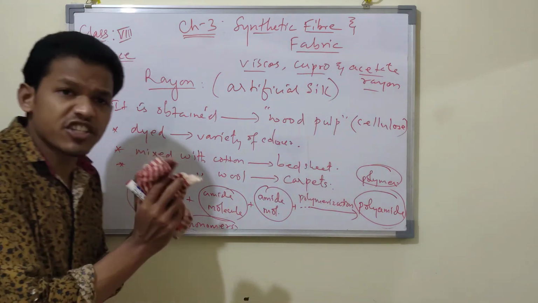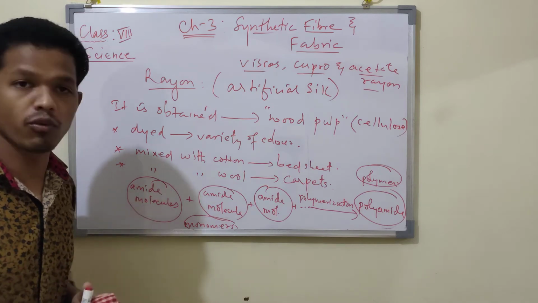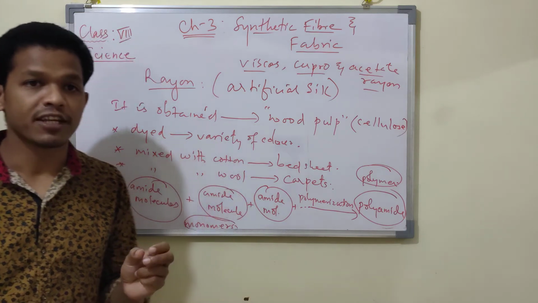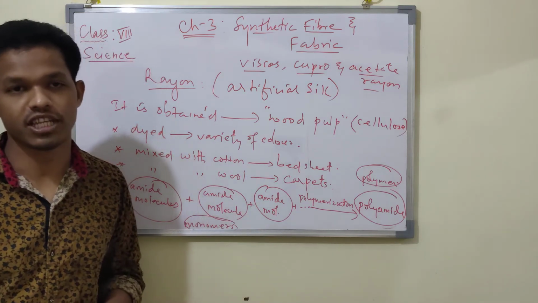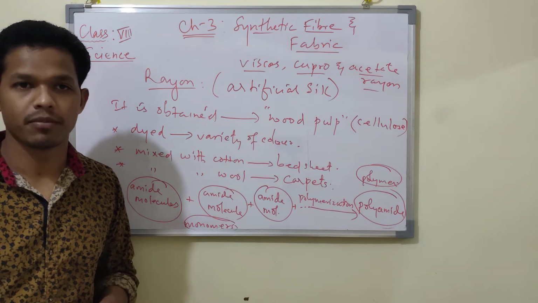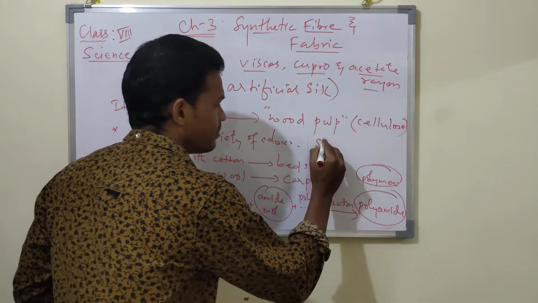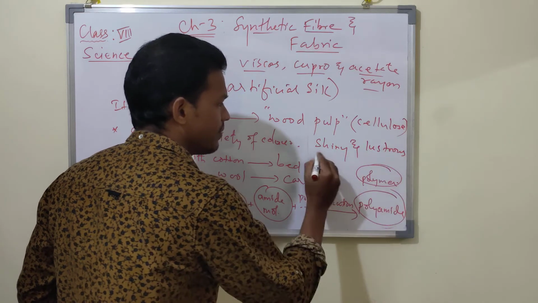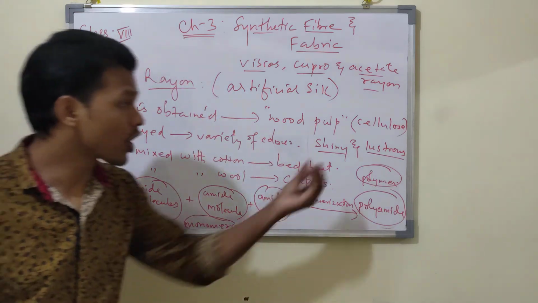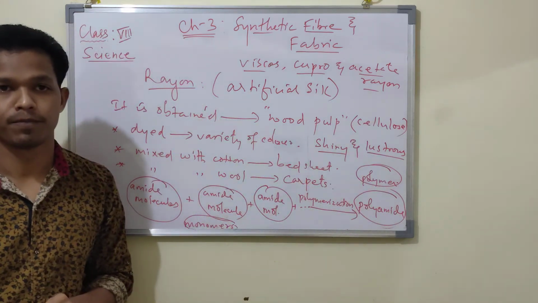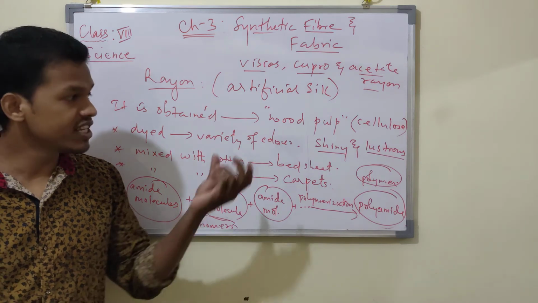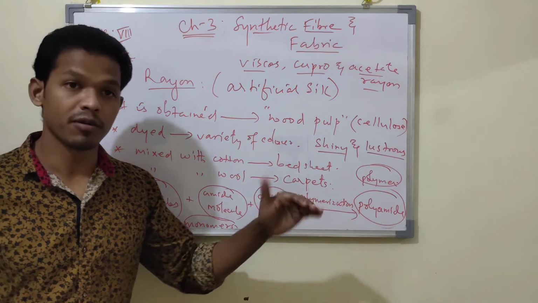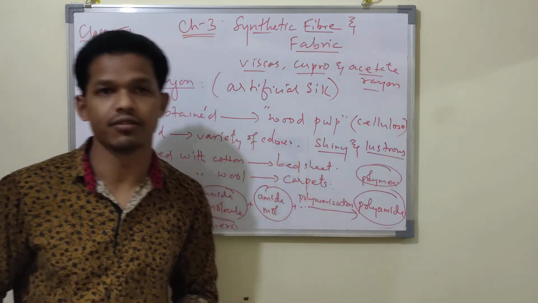So what is the special quality of this artificial silk? The special quality is that it has the characteristic of absorbing moisture. It is also very shiny and lustrous, even though it has the property of absorbing moisture. Therefore, this artificial silk is capable of absorbing sweat, so it is preferred over other artificial fibers.